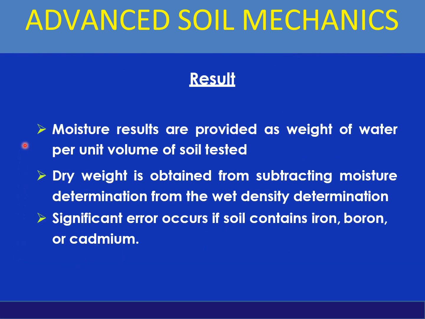Moisture results are provided as weight of water per unit volume of soil tested. Dry weight is obtained by subtracting the moisture determination from the wet density determination. Significant error occurs if the soil contains iron, boron, or cadmium.